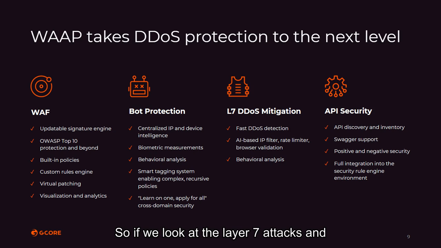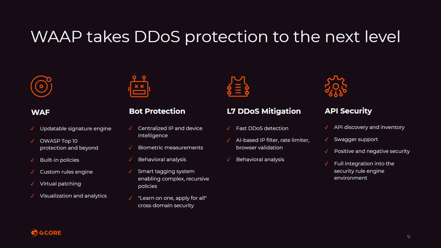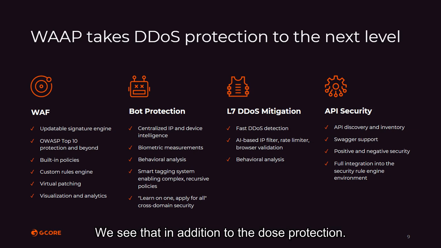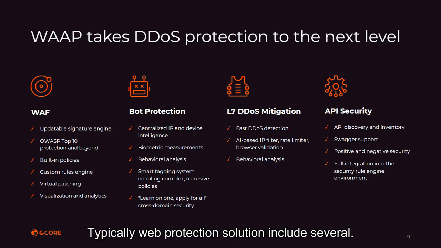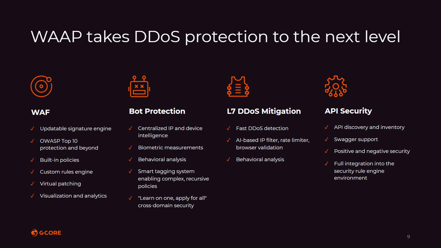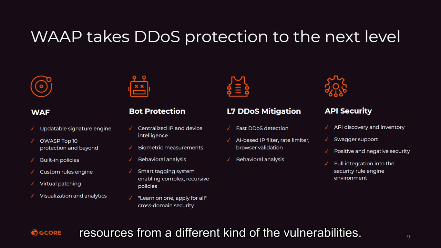So if we look at the layer 7 attacks and at web application firewall and API protection, which use the abbreviation WAAP for short, we see that in addition to DDoS protection, this solution defends against many types of other threats specific to various web applications. Typically, web protection solutions include several key components like web application firewall, which protects web resources from different kinds of vulnerabilities.